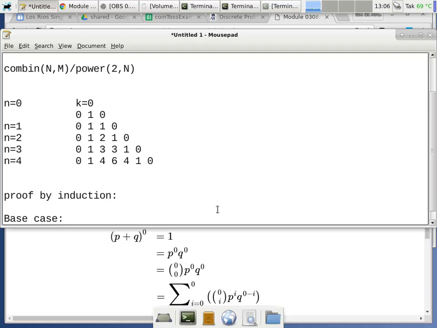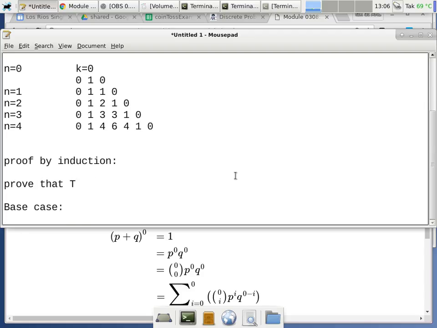Okay. So in proof by induction, you have to basically prove some kind of theorem. I'm going to use uppercase T as a theorem, and it has to be, huh?